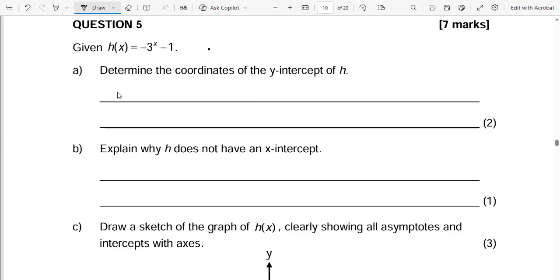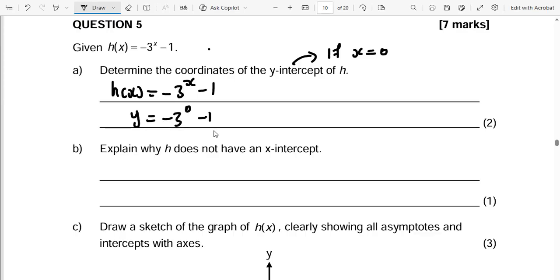So you are given h of x. This is h of x, equals minus 3 to the x minus 1. We need to find the y-intercept, so where x is 0. We put 0, meaning that y is equal to minus 3 to the power 0 minus 1. Any number to the power 0 is 1, right? So that will be minus 1, which gives minus 2.